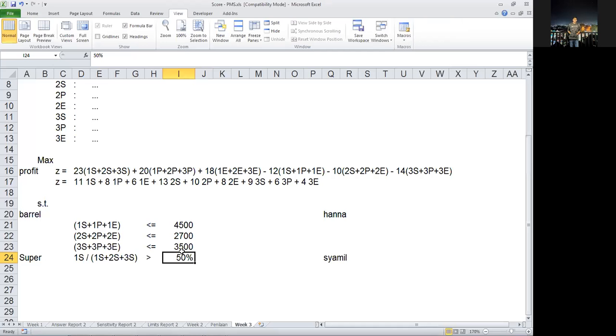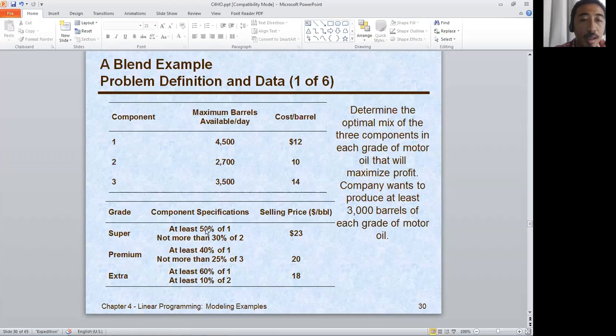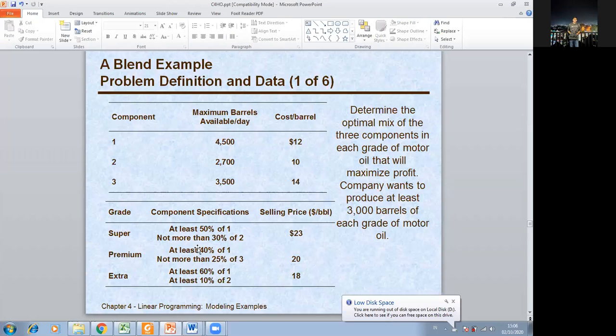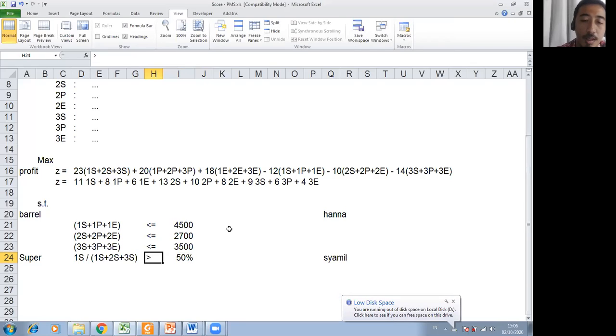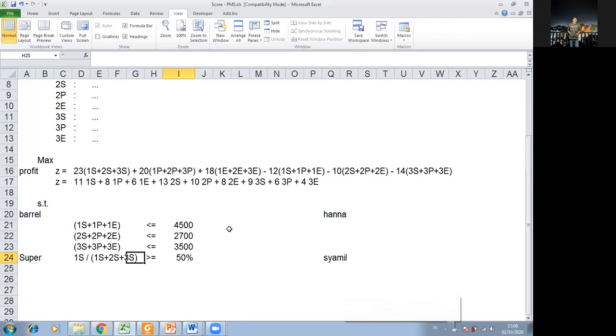Yeah. 1, 2, 3. 1S. At least 50% of component 1. Equal, more than or equal. At least means more than or equal. Yes, more than or equal. Good, Shamil. Then the second sentence.